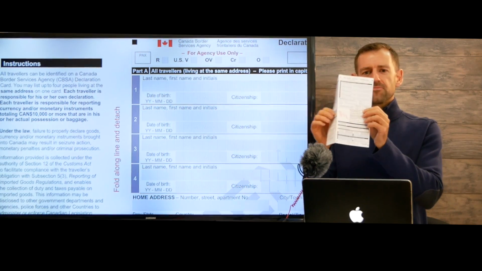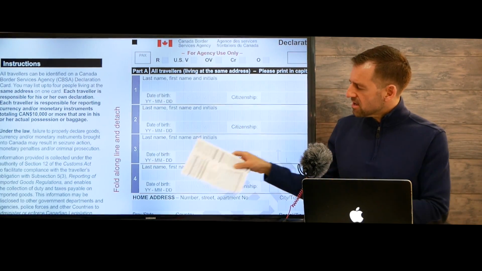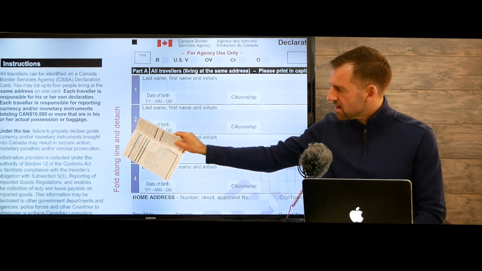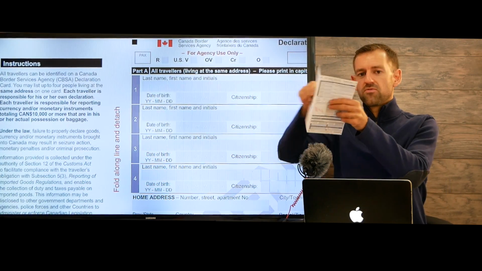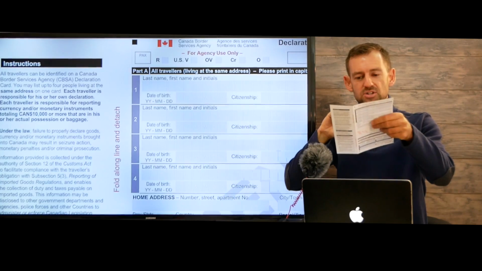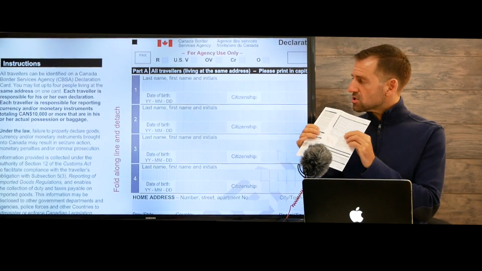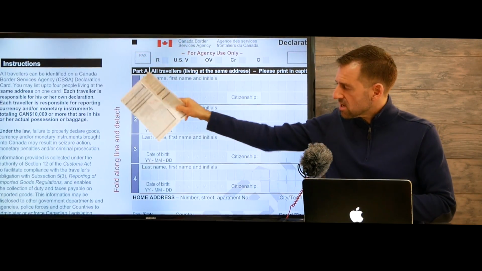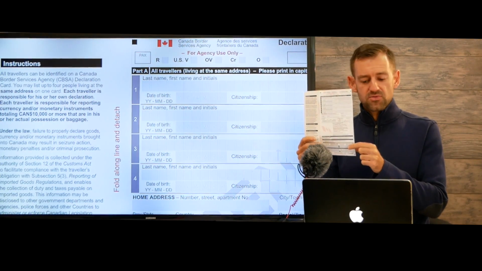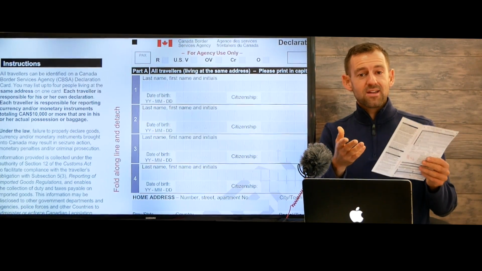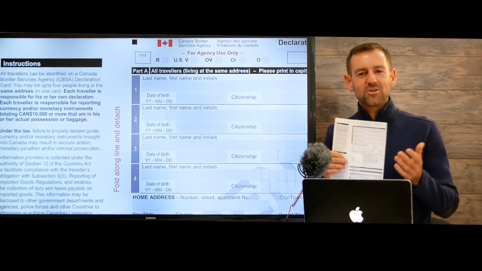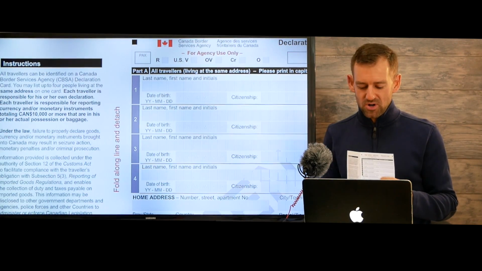Now look at this, okay? You'll see here it says fold along line and attach, okay? It means fold and detach, right? So these are the instructions. There you can see instructions on how to fill out this form, okay? But I'm going to be teaching you, so you probably don't even need to read the instructions.